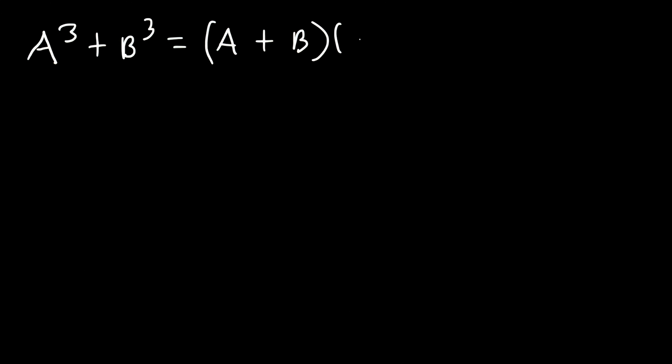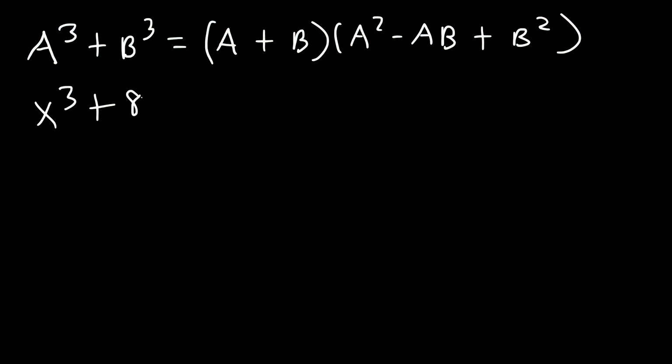Now in this video, we're going to talk about how to factor sums and difference of cubes. So you need to know the formulas. So let's talk about the sum of cubes. A cubed plus b cubed. To factor it, it's going to be a plus b times a squared minus ab plus b squared. So while we have the equation on the board, let's work on an example. So let's say if we have x cubed plus 8.